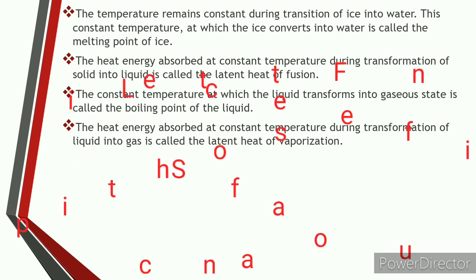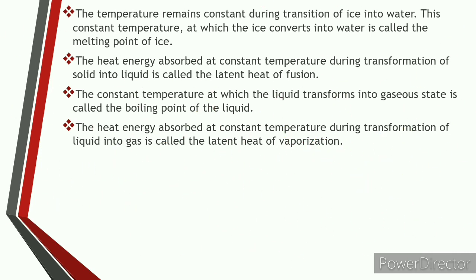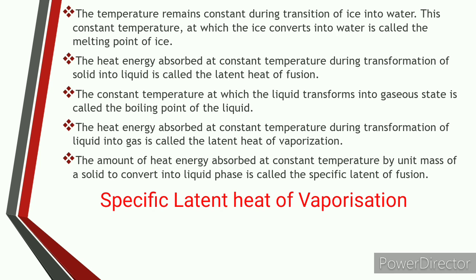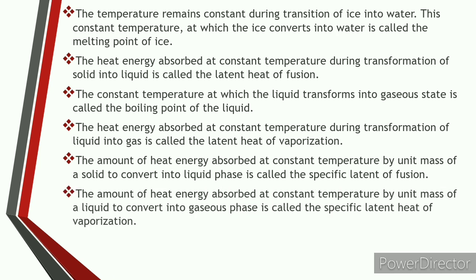Now the specific latent heat of fusion: the amount of heat energy absorbed at constant temperature by unit mass of a solid to convert into liquid phase is called the specific latent heat of fusion. Now the next definition, specific latent heat of vaporization. The amount of heat energy absorbed at constant temperature by unit mass of a liquid to convert into gaseous phase is called the specific latent heat of vaporization.